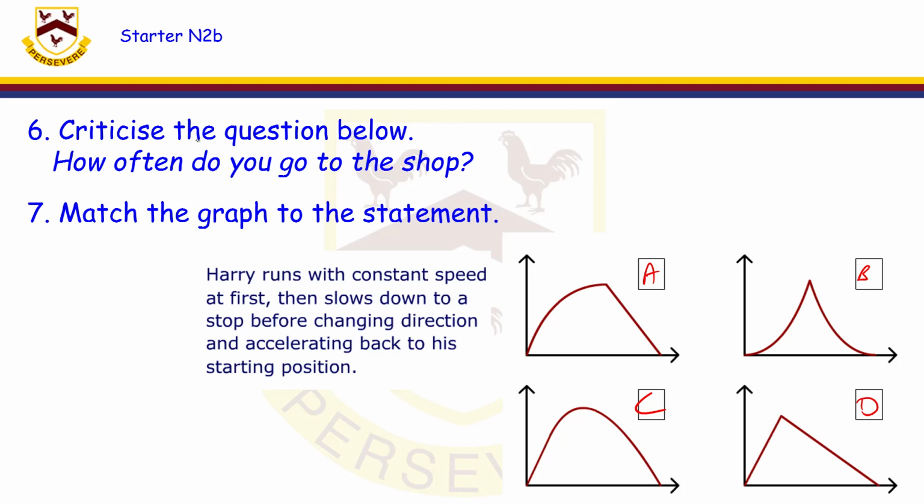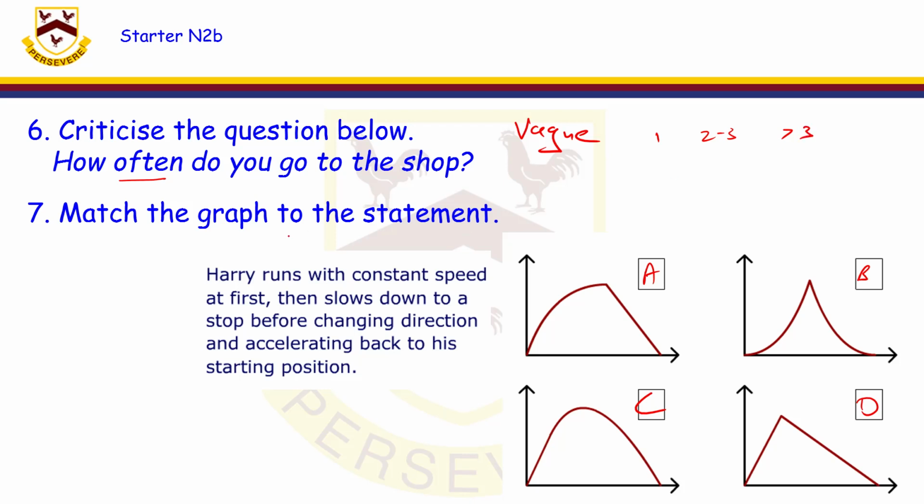Well, on question 6, criticize the question. How often do you go to the shop? Well, often is not a quantity you can define. So this is the problem with it, it's vague. Often doesn't tell us how many you mean. Much better if we had a table to say, you know, in a week, once, 2 to 3 times, and then more than 3 times.